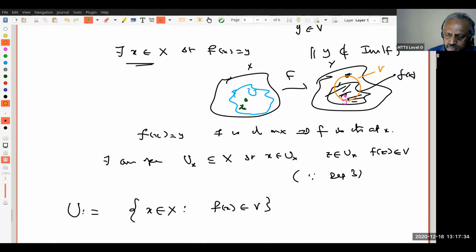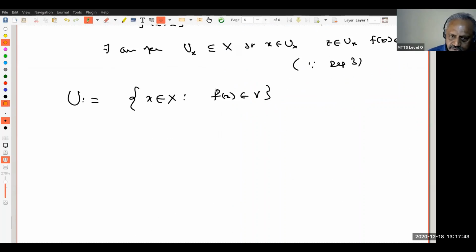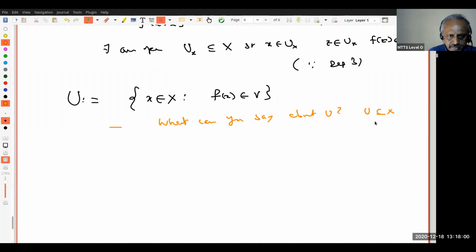So I'm starting with the y which is in V, which is also in the image. Or I may take a y which is here. In that case, there is no pre-image. Okay, let's look at the set. What can you say about the set? Remember, U is a subset of X. What can you say about U?